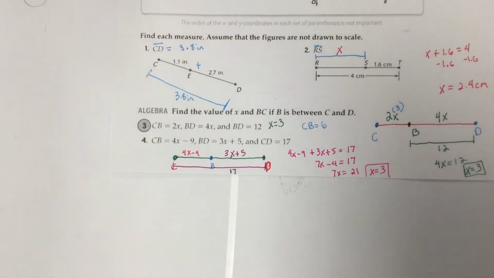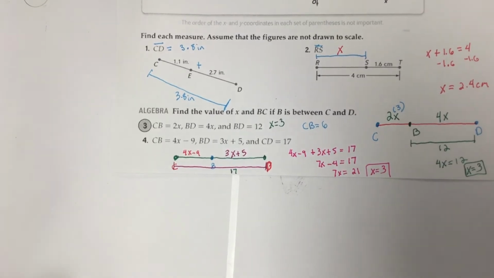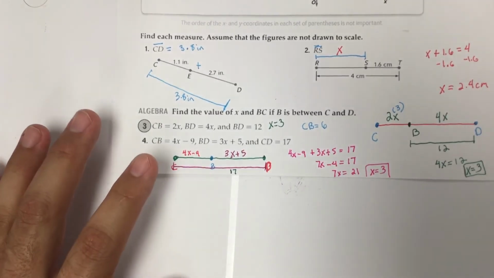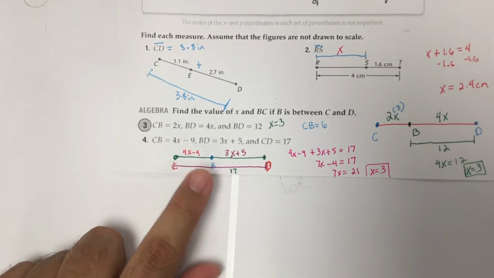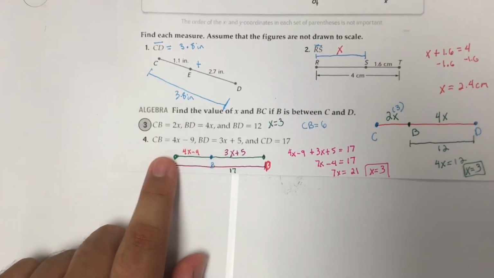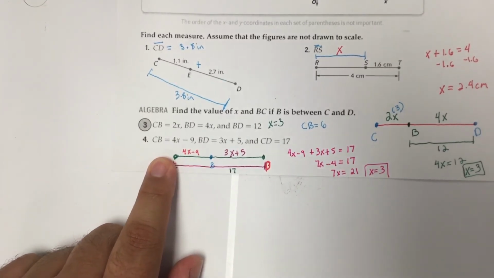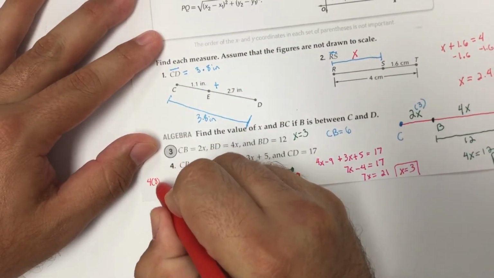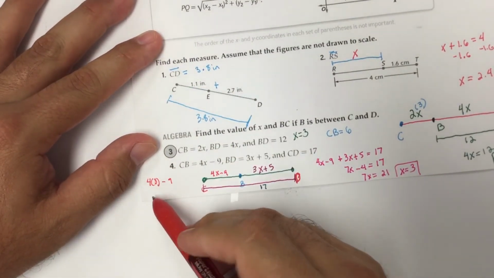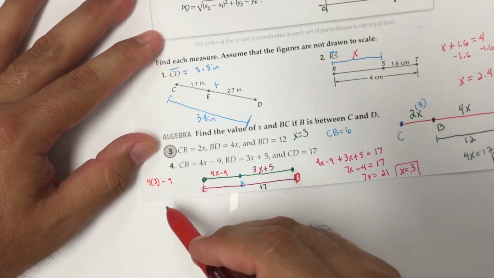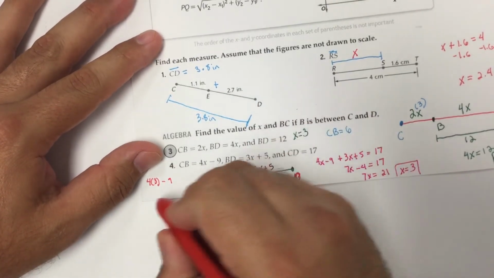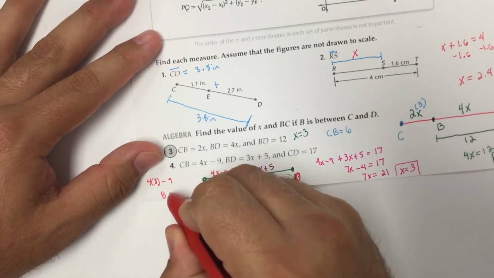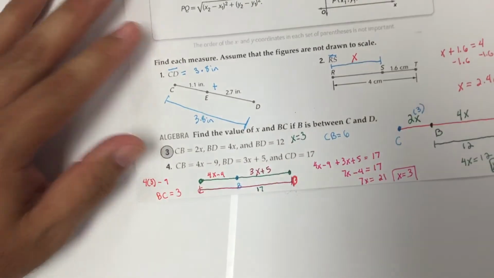Now that I know x equals 3, I can plug that value of x in for the situation CB, because CB is the same thing as BC, right? So I plug that 3 back in. 4 times 3 minus 9. 4 times 3 is 12. 12 minus 9 is 3. So this tells me that BC is equal to 3.